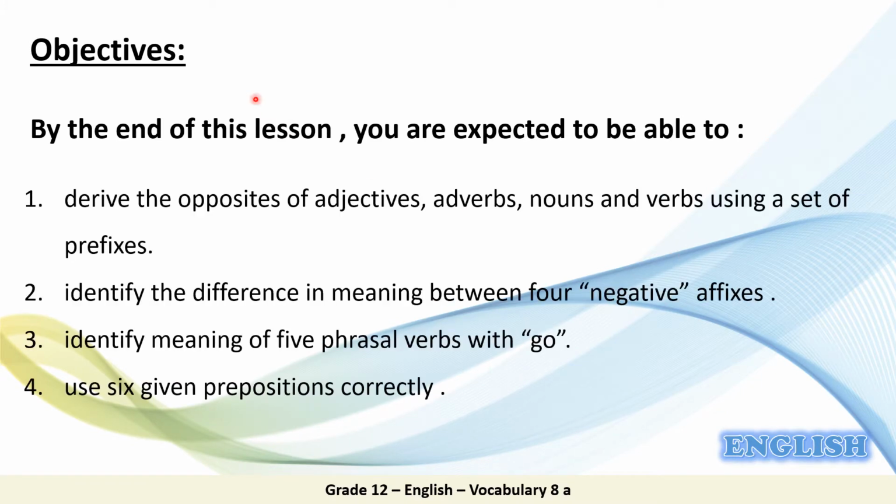Number 1, we will derive the opposites of adjectives, adverbs, nouns, and verbs using a set of prefixes. Number 2, we will identify the difference in meaning between 4 negative affixes. Number 3, we will identify the meaning of 5 phrasal verbs with go. And finally, we will use 6 given prepositions correctly. So please get your books ready and let's get started.